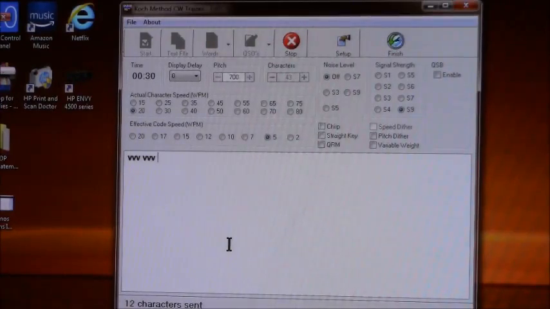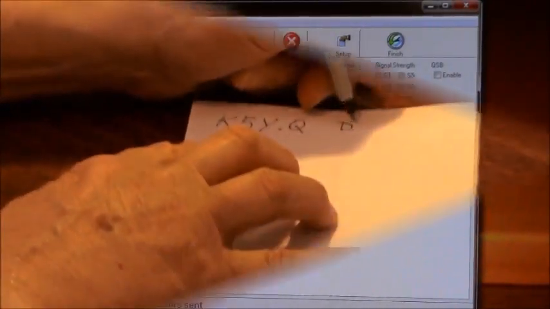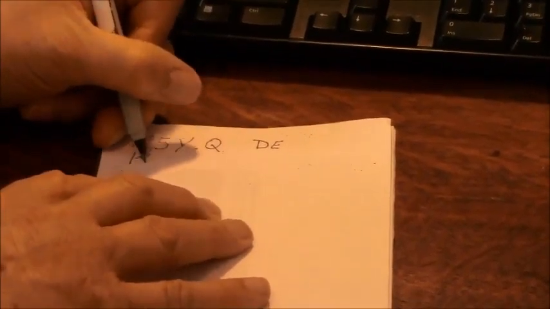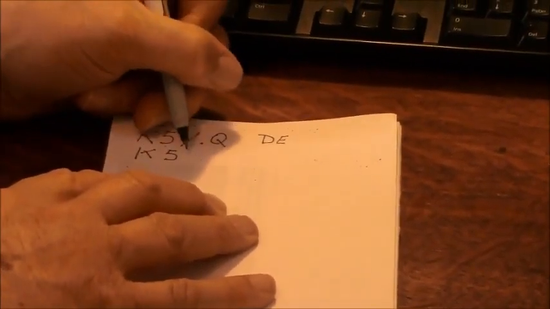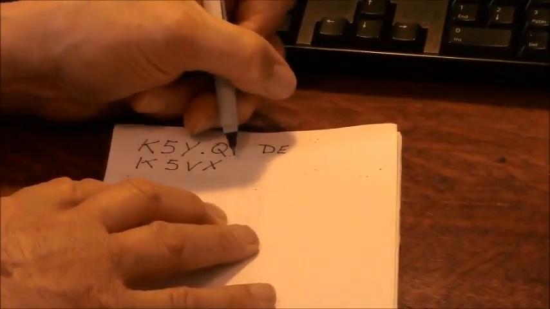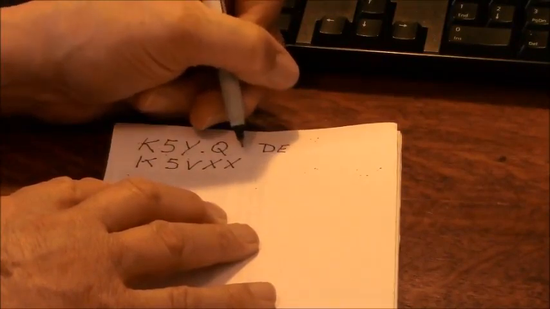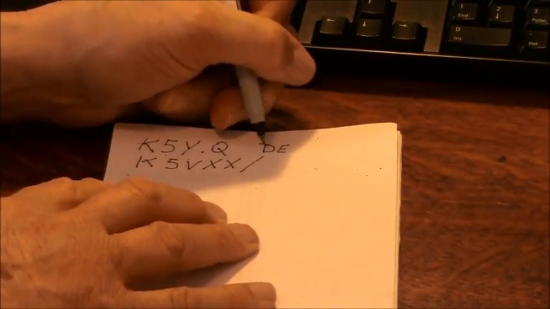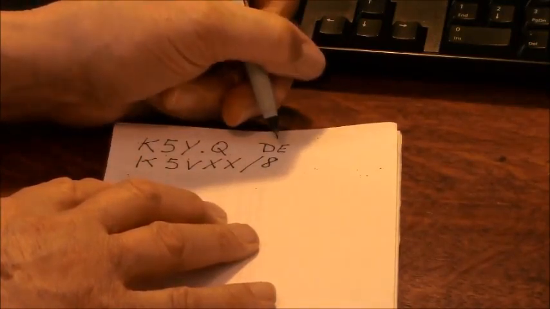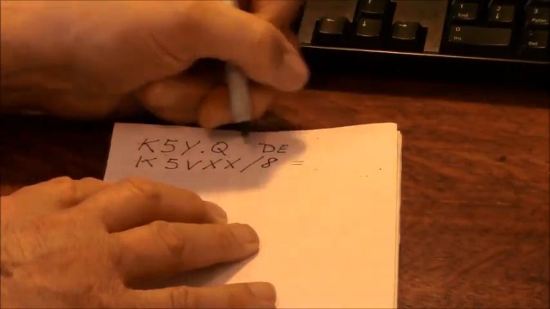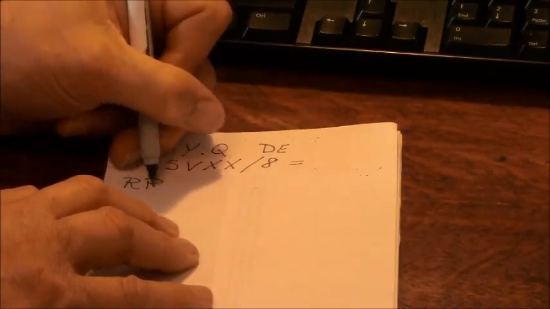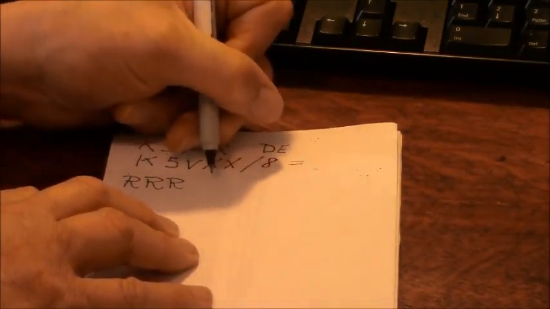Oh gee, I missed that. I put a dot. DE means this is. Roger, Roger means he received it.